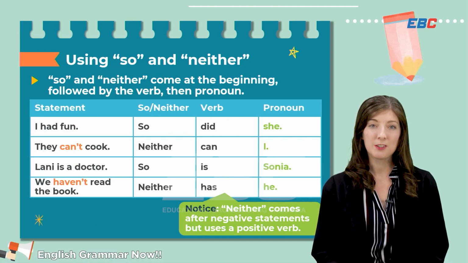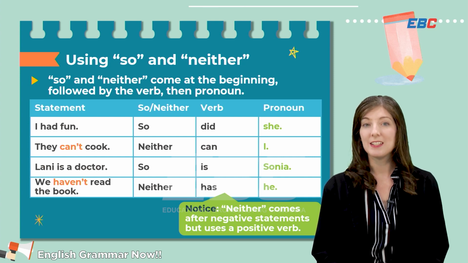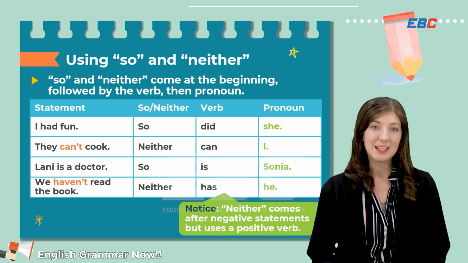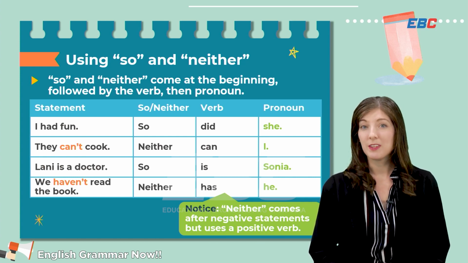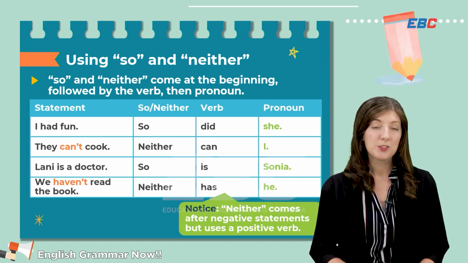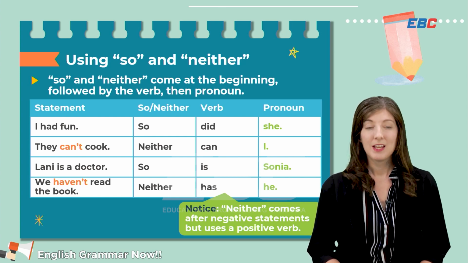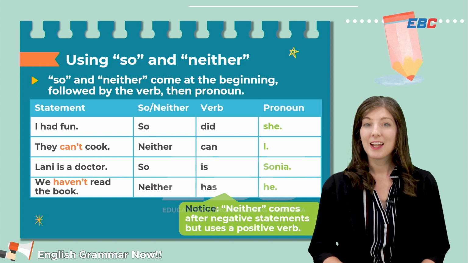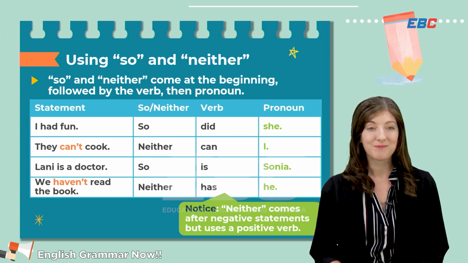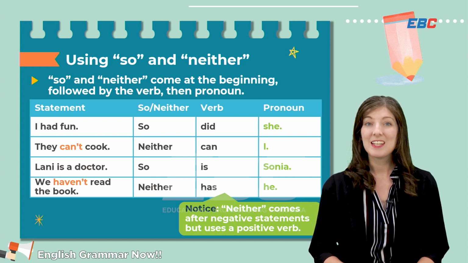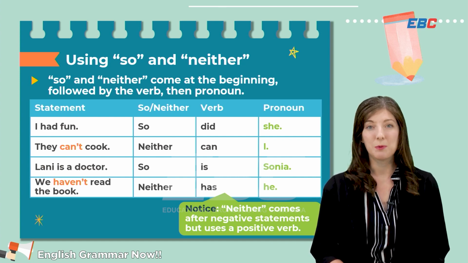When we use the other two words, so and neither, they come at a different part of the sentence. They come at the very beginning. So when we make a sentence with these words, it will begin with so or neither, then the verb, and then the pronoun. So here's some examples. I had fun, so did she. They can't cook, neither can I. Lanny is a doctor, so is Sonia. We haven't read the book, neither has he.